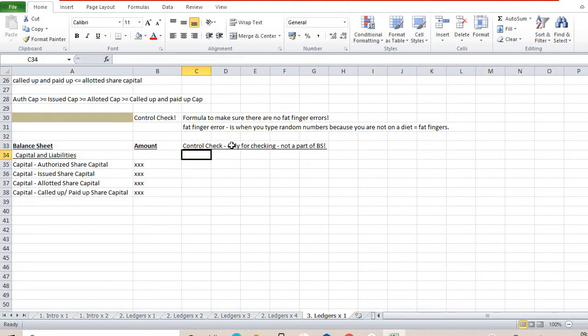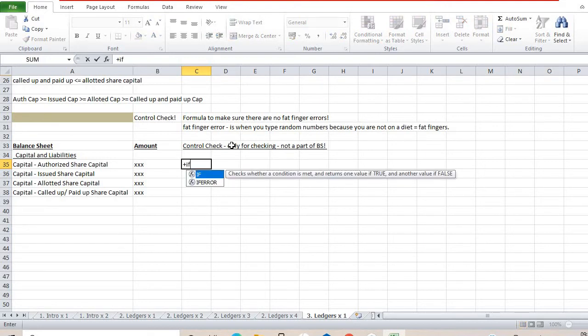Okay? And for your control check, I'm going to put a formula called an if formula. Okay? So if this less than this or this greater than or equal to this, then say true. For an if formula, you should always put it in double quotes. Otherwise, say false.